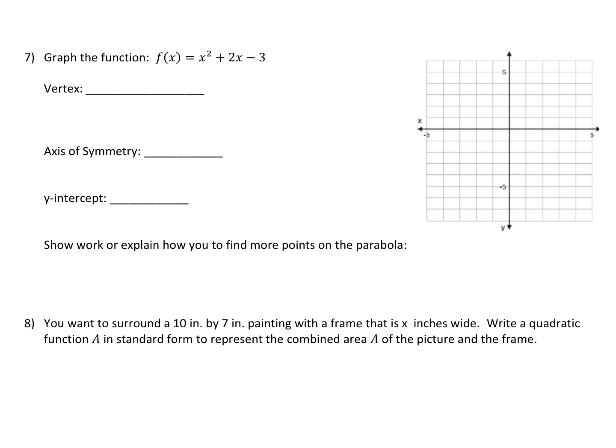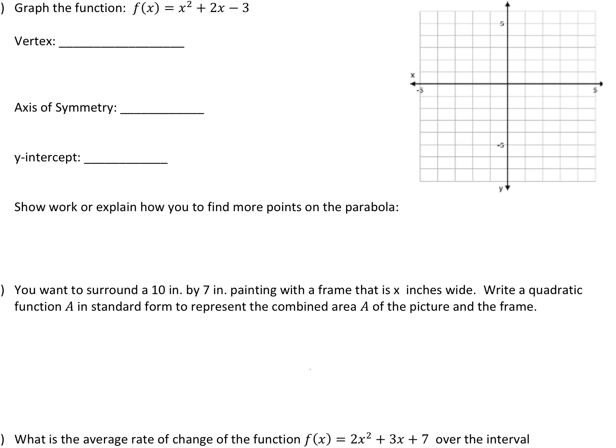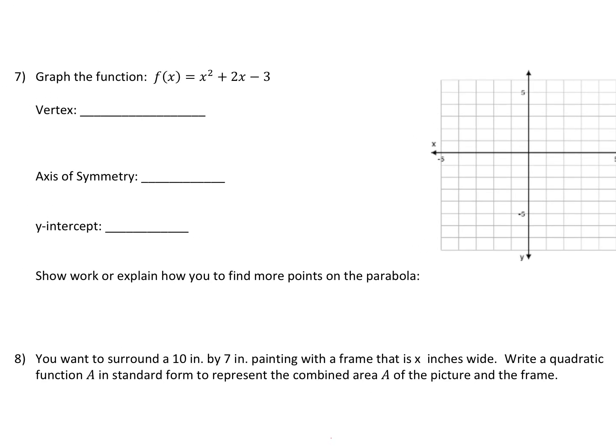To find the vertex in standard form, it's not any of those numbers. It's not the a, b, or the c. We have to actually do a little bit of math to find it. We're going to find it by using our little negative b over 2a formula. So we have a negative, and then our b value is the coefficient of x, so that's going to be a 2, over 2 times, and the a value is the coefficient of x squared, so 2 times 1.